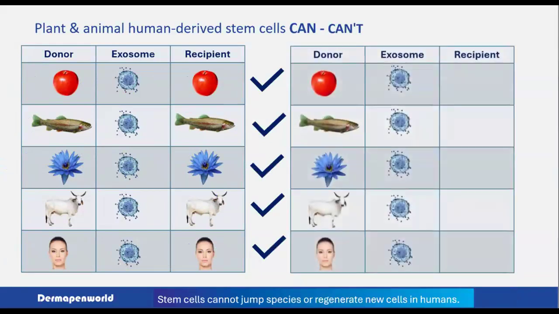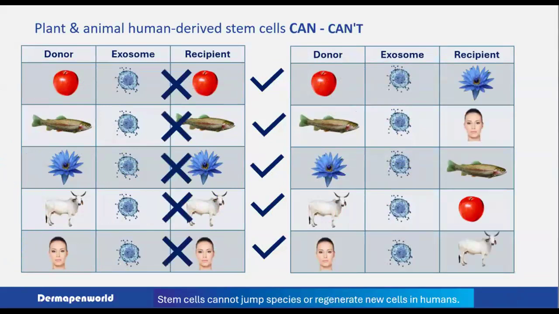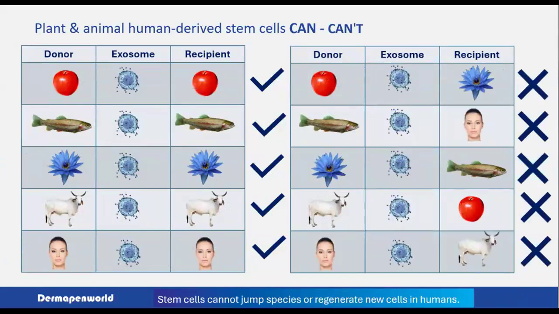What happens if we mix it up? So if we've got, again, those same elements right there, and we go, hang on a minute, what can happen if we do this? Absolutely not. It can't. And that's not an opinion, that's fact. How can an apple stem cell exosome become a plant, a fish, a human, a cow? It's absolutely impossible.